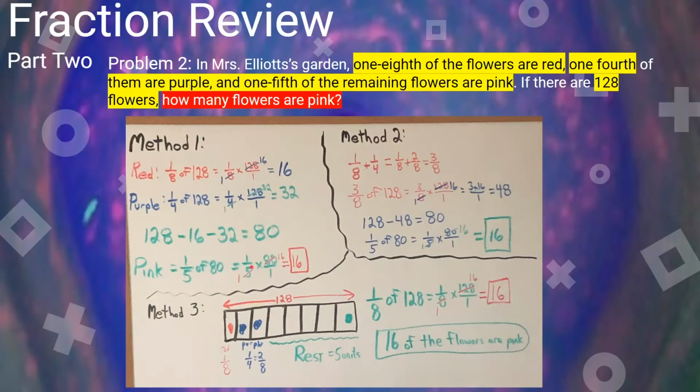Again, set up our fractions. 1/5 multiplied by 80 over 1. We simplify. 5 will go into 80 16 times. So we know 16 is our solution. 16 of the flowers are pink.